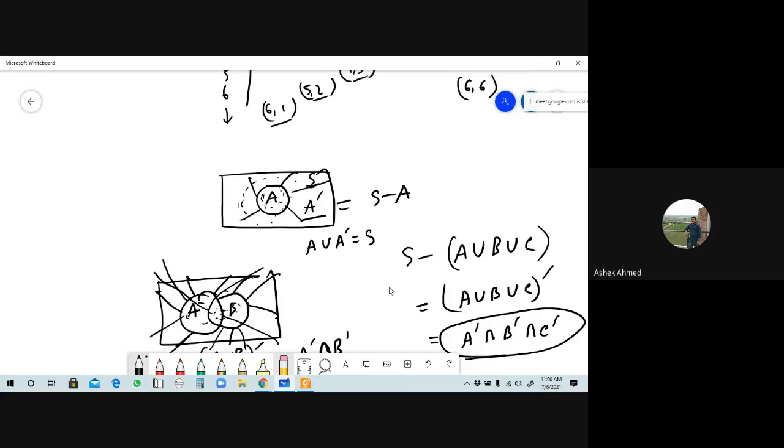Now from here, another formula: if you take the intersection between any set A and its complement, tell me the value here will be the null set. So we can say that A and A complement will be mutually exclusive events and also exhaustive events. Is it right? Mutually exclusive and exhaustive events here.